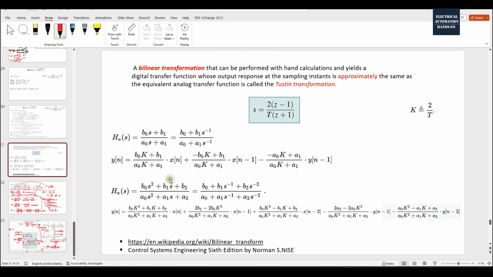Same idea, once you have all those parameters, you can use this way to convert one second order transfer function into the difference equation. Then once you have the difference equation, you can use the similar way I introduced before to program it into the PLC to implement this. Okay, this is the Tustin transform.